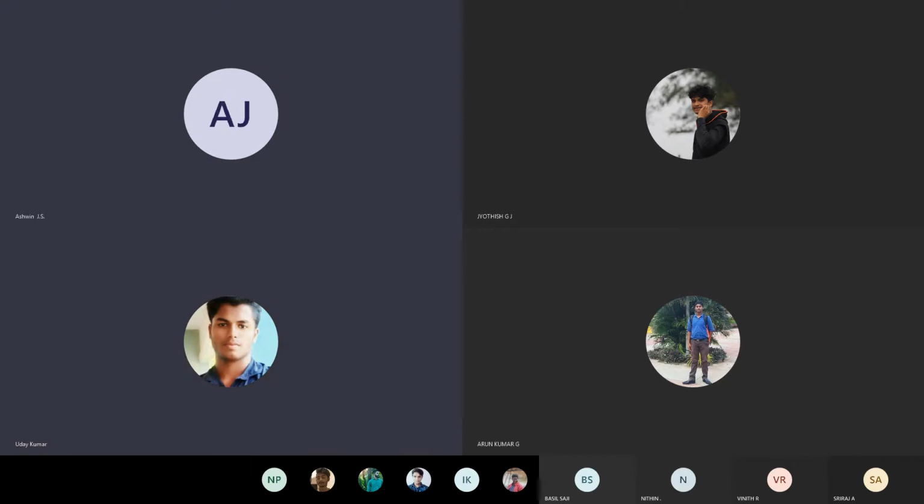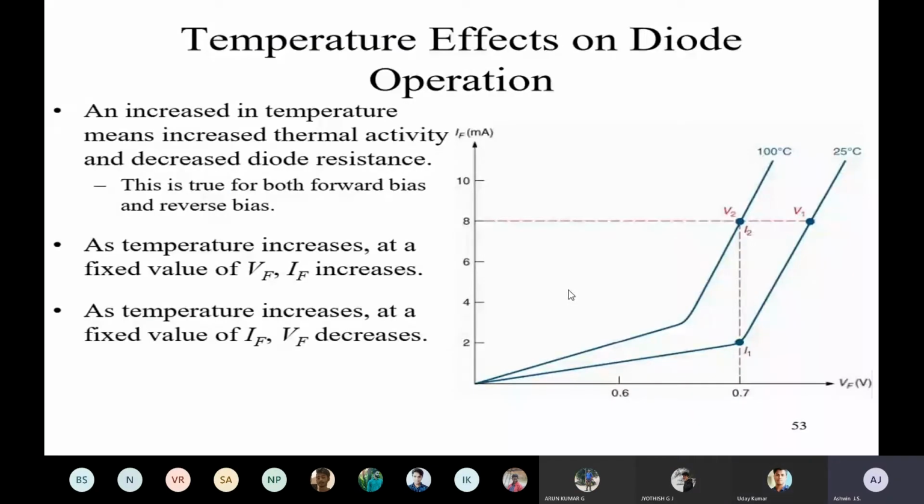Can you see the screen? Yeah. So, temperature effects on diode operation. If you increase the temperature, what will happen?